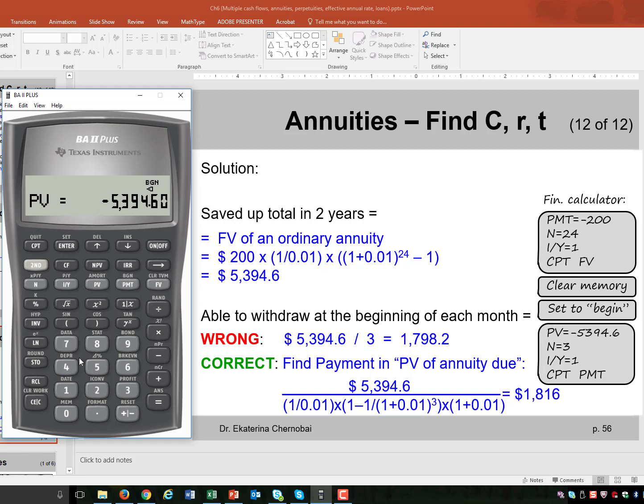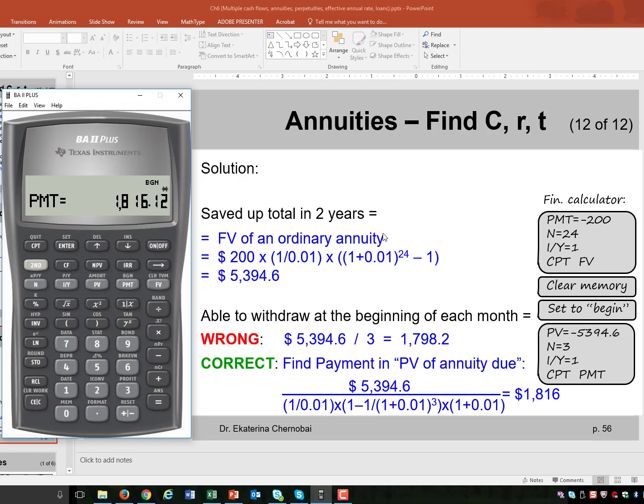Then we're going to be withdrawing money 3 times. Put 3 N. The money that remains in the bank after each amount is withdrawn will earn a 1% interest every month, and we should take that into account. So you put 1 I/Y, and you're computing PMT. $1,816.12, and my answer is actually rounded to the whole dollar, 1,816.